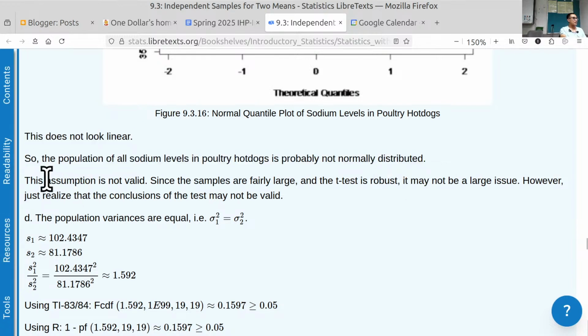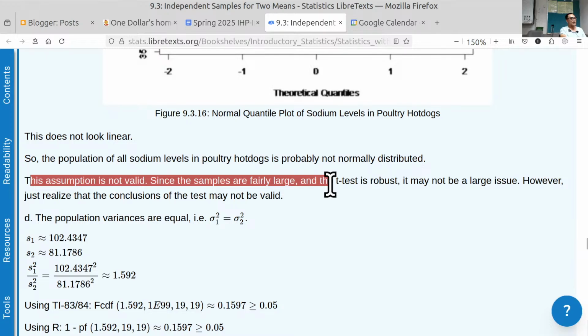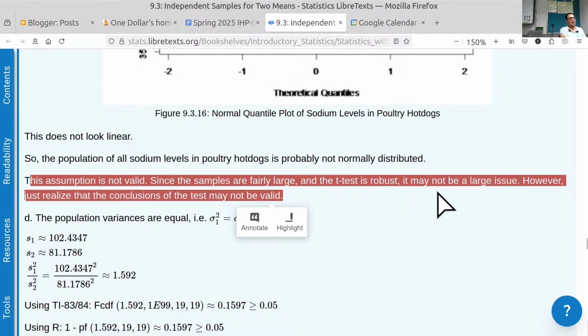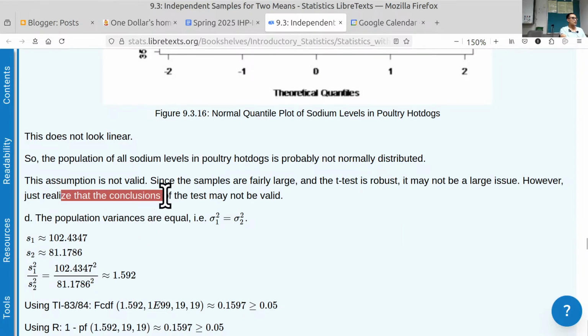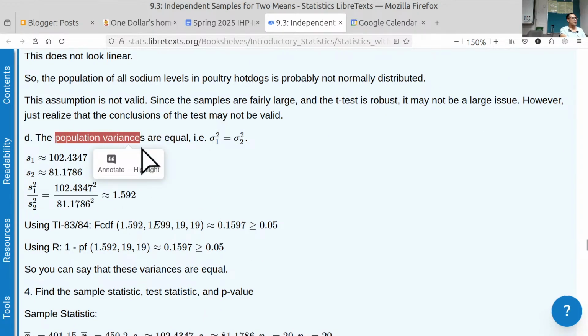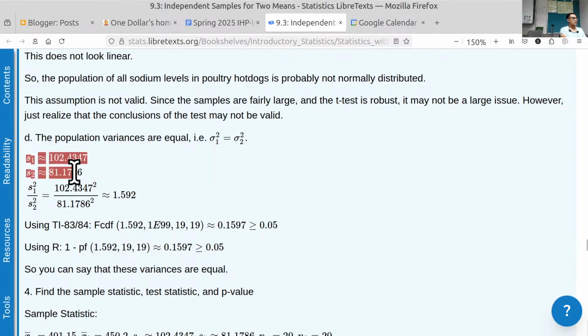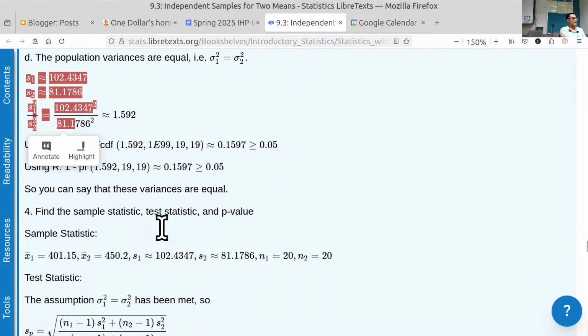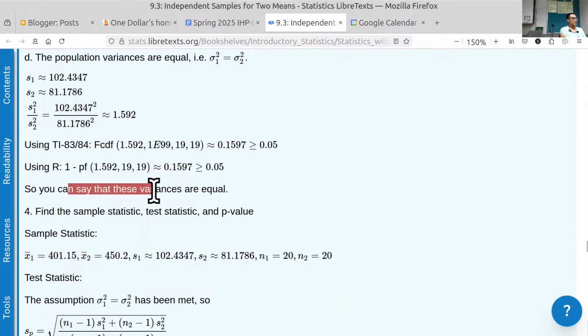This assumption is not valid, but since the samples are fairly large and the t-test is robust, it may not be a large issue. However, just realize that the conclusions of the test may not be valid. And the population variances are equal. Here is S1, and S2. So you can say the variances are equal.